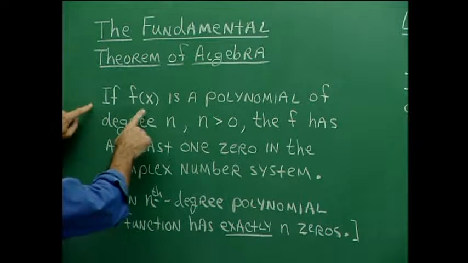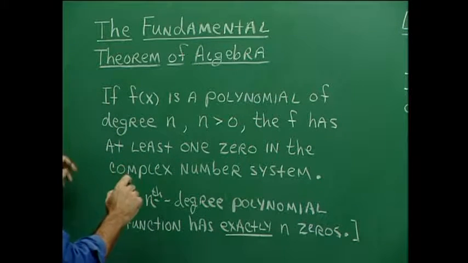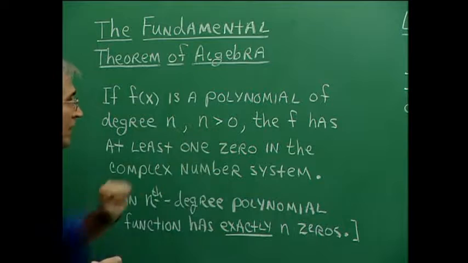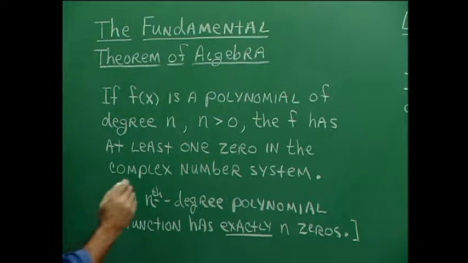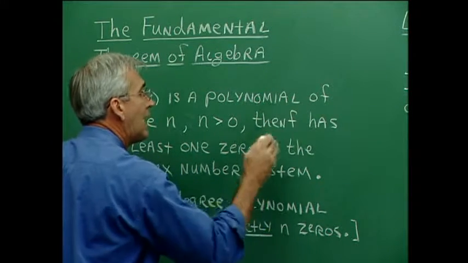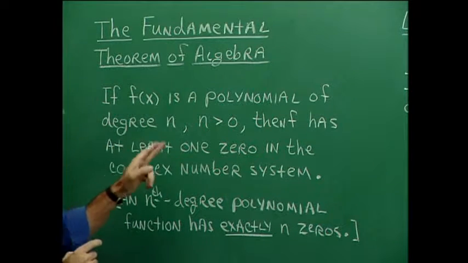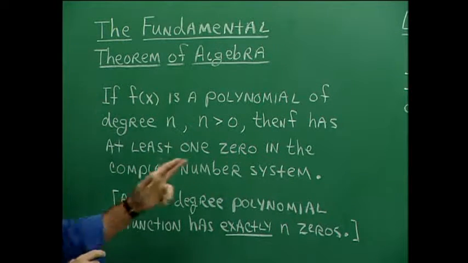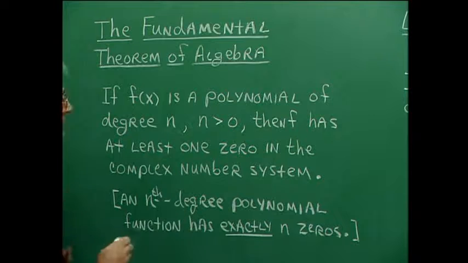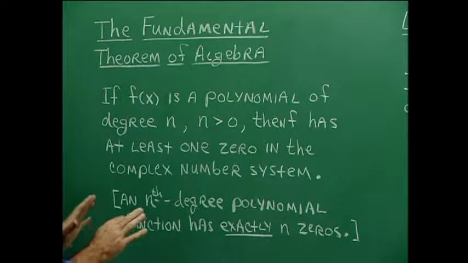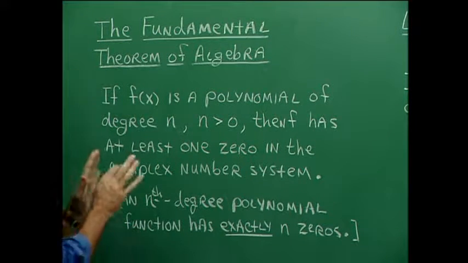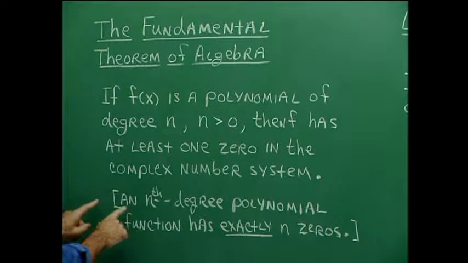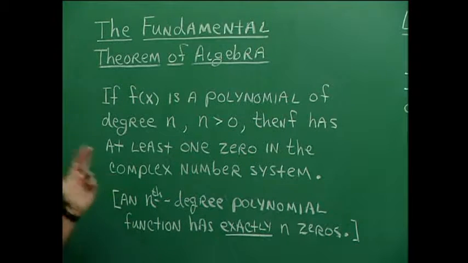It says that if f of x is a polynomial of degree n, where n is greater than 0, then f has at least one zero in the complex number system. And you expand the idea just a little bit and you find out that it has exactly n number of zeros. That is, an nth degree polynomial function has exactly n zeros.